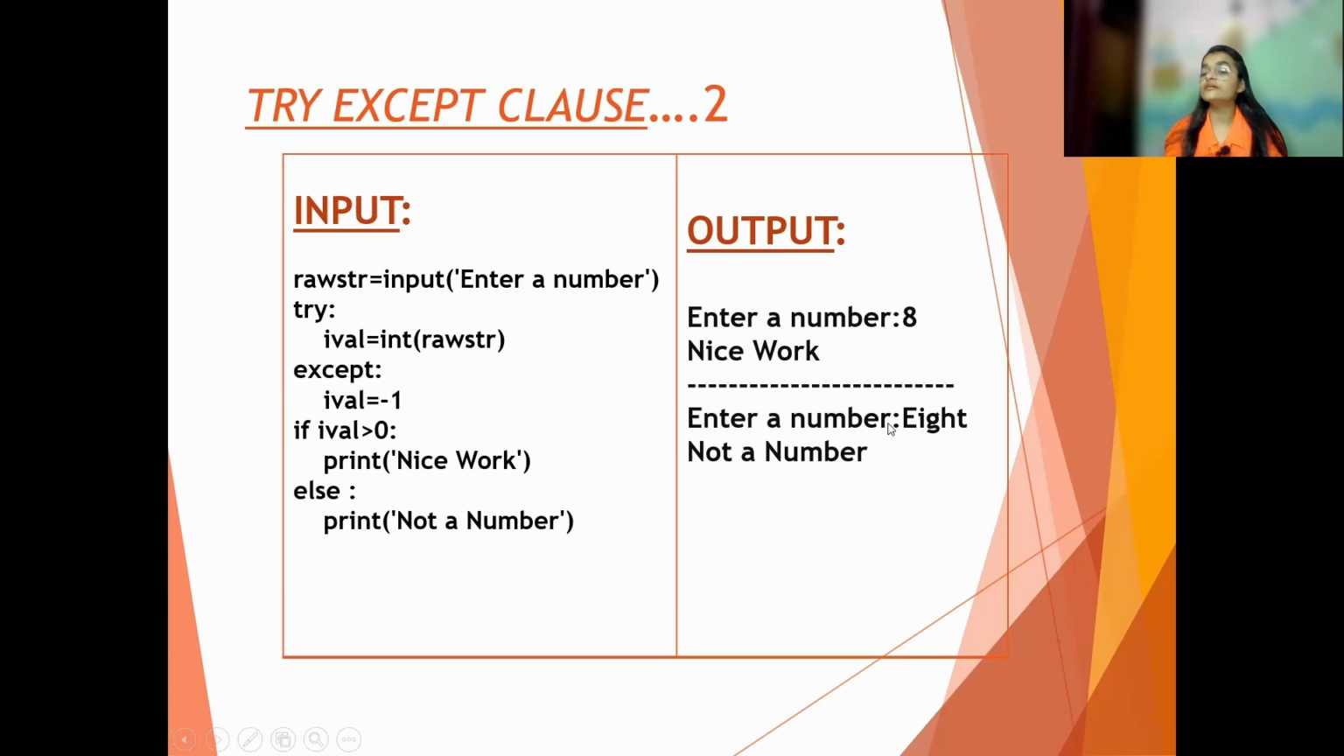On the other hand, if the user enters the number 8 in alphabetical format, then we are not able to convert that alphabetical input into the numeric format using the try clause. So it will skip the try clause and go to the except clause. Here, -1 is assigned to the variable ival, right? Now ival is negative. When we go to the next line, it checks if ival is greater than 0, which is not possible because -1 is not greater than 0. So it automatically goes to the else clause and prints not a number. So here we are getting the output: not a number. I hope you're understanding the try-except clause.